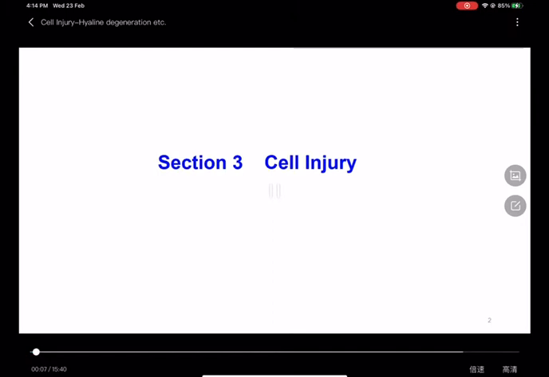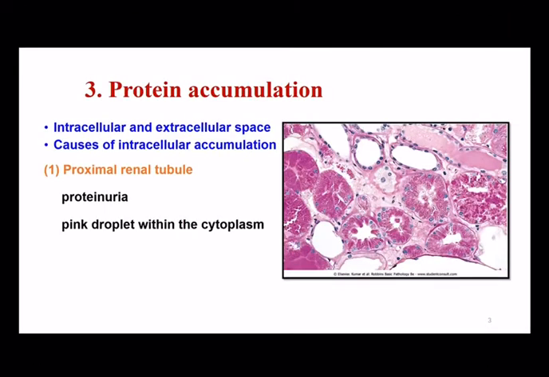Hello everyone. Let's continue to study Section 3, Cell Injury. The third type of cell injury is protein accumulation. Protein can accumulate in and out of cell. There are some causes of intracellular accumulation.